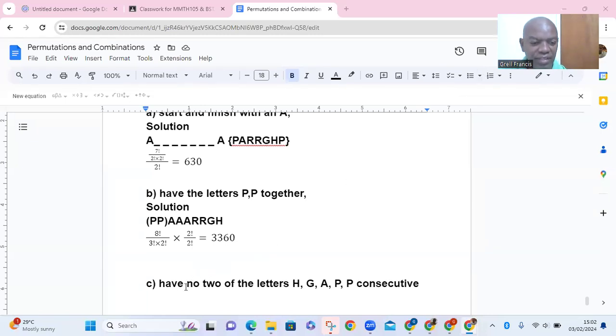So part C now says that there must not be any 2 of the letters H, G, A, P, and P consecutive. However, there seems to be a problem with this because you already have 3 A's. If we make a space with the 2 A's, it's possible for 2 A's to be consecutive. So this question produces a conundrum. We have to make a deeper analysis to see if this is possible. So I think the best thing to do is to remove this A and leave it as no 2 of the letters H, G, P, P consecutive.